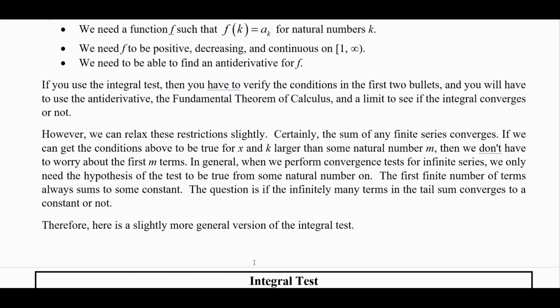Certainly, the sum of any finite series converges to some number. So if we can just get the conditions above to be true for x and k greater than some natural number m, then we don't have to worry about the first m terms. In general, when we perform convergence tests for infinite series, we only need the hypothesis of the test to be true from some natural number on. The first finite number of terms always sums to some constant. The question is if the infinitely many terms of the tail converges to a constant or not.